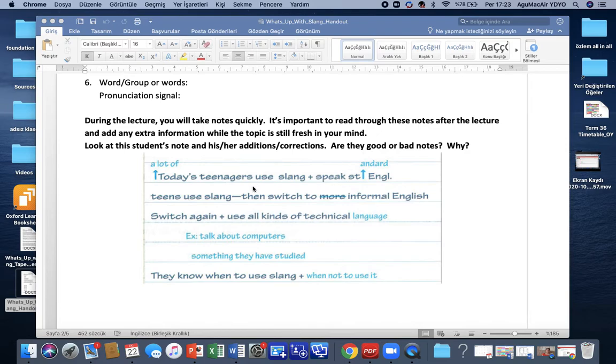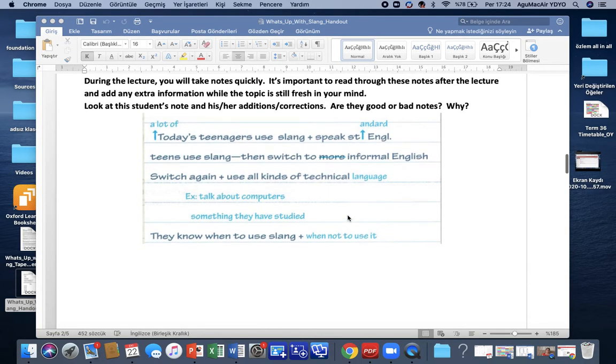For example, you wrote these notes, and then when you read these, you may remember some other things related to these, and you can add the information. Of course, when the topic is still fresh in your mind, you may not remember it an hour later, so right after you listen to the lecture, you have to do it.